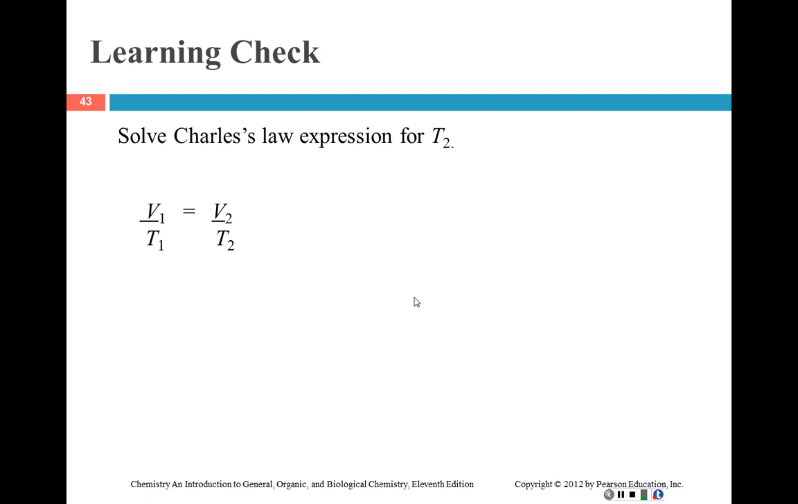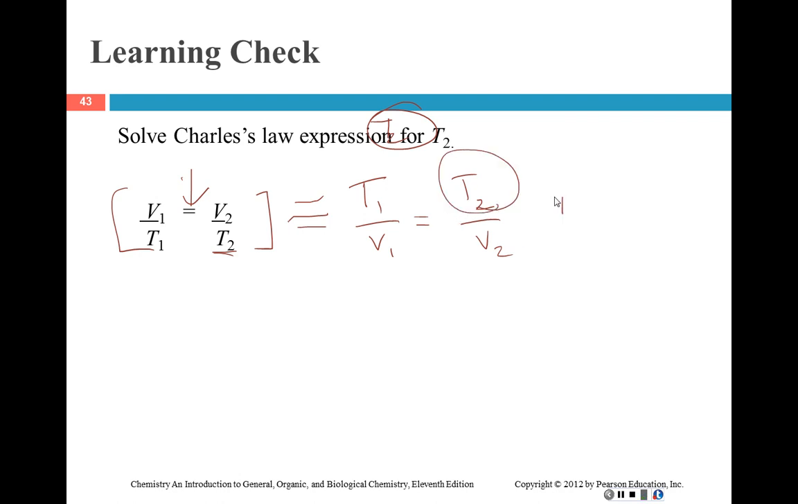Now, can you solve for T2? T2 is on the bottom, so how are we going to solve for that? The way I do it is I flip them over. As long as I do the same thing on both sides of the equal sign, if you'll recall from algebra, this is the same as T1 over V1 equals T2 over V2. And then I just solve for T2, so T2 equals T1 V2 over V1.